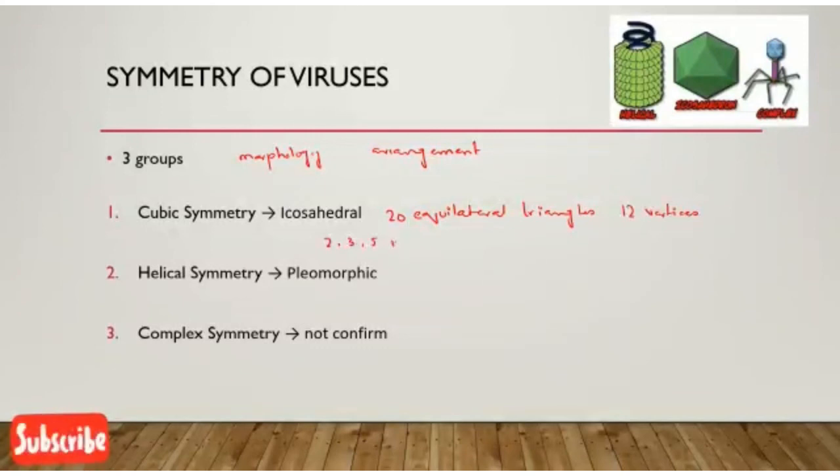Next one is helical symmetry. The virus particle is elongated or pleomorphic in shape, and its nucleic acid is spiral, while capsomeres are arranged around the nucleic acid. Third one is complex. The virus does not conform to either cubic or helical symmetry.